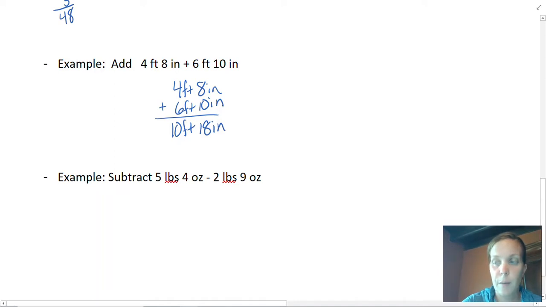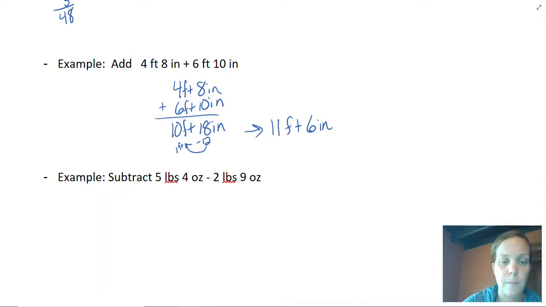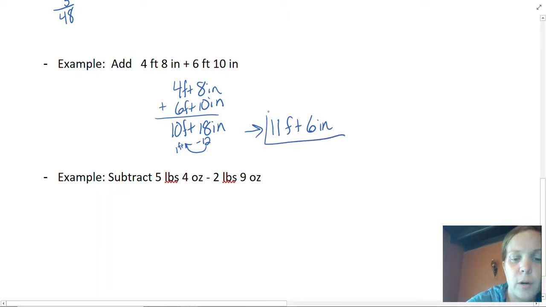Now I wouldn't stop there, because notice the 18, we're over another foot now. By combining the 8 and the 10 inches, we're over a foot. So I'm going to take 12 inches off of the 18 and make that an extra foot with the 10. So I'm up to 11 feet, and then I would have 6 inches left over when I did 18, take away that 12 inches, that full foot. So now this is a proper mixed measurement or proper standard notation.